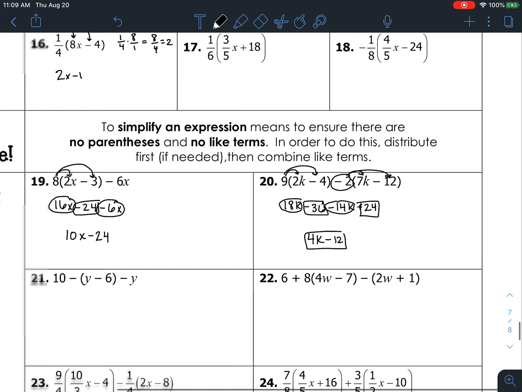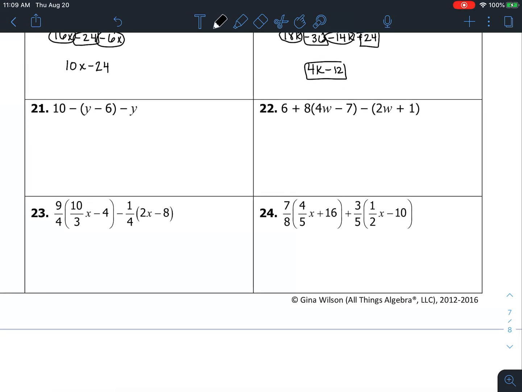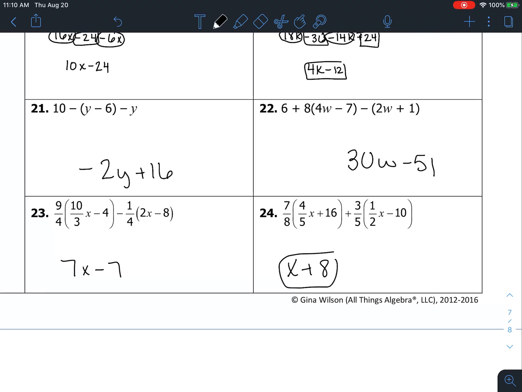All right, let me quickly write down the answers to the other 4 of these, so if you're practicing and you'd like to check yourself. So 21 is going to be negative 2y plus 16. 22 will be 30w minus 51. Hard fractions here. You're going to end up simplifying them really nicely. So you're going to get 7x minus 7. 24, again, your fractions simplify down real nicely. You get x plus 8.